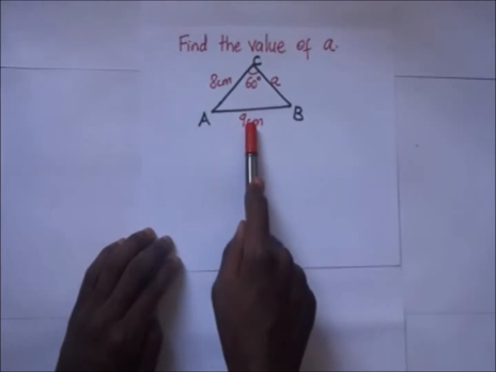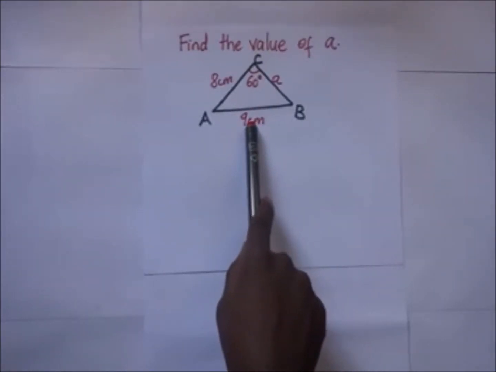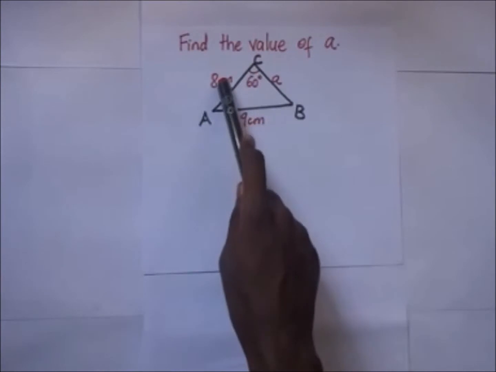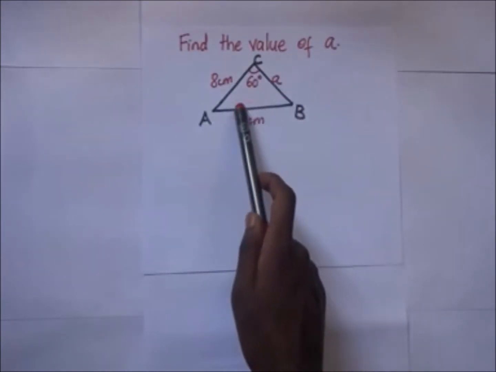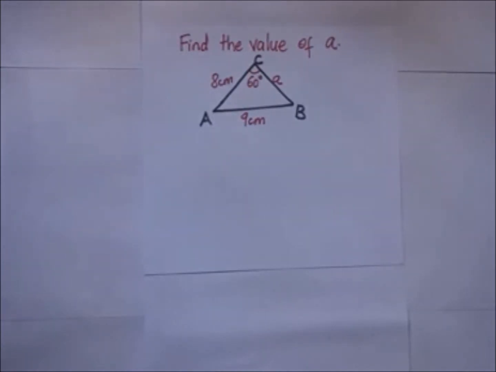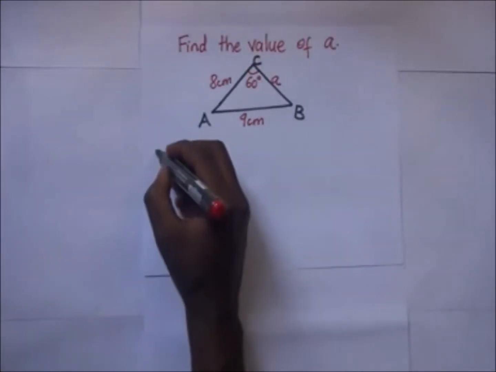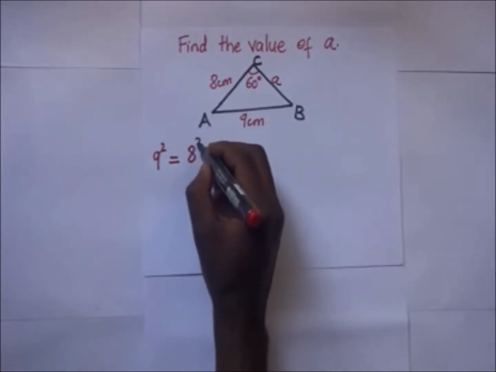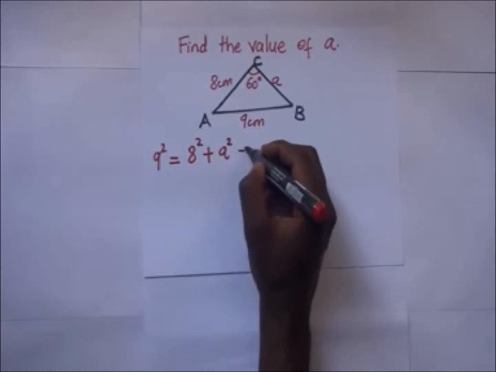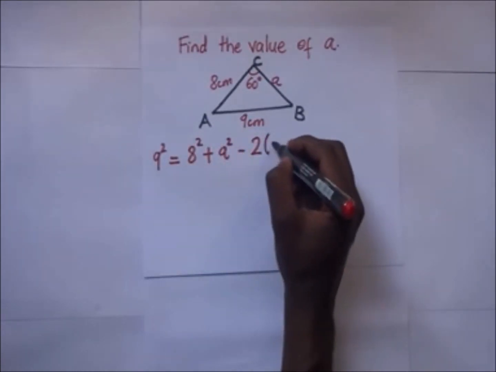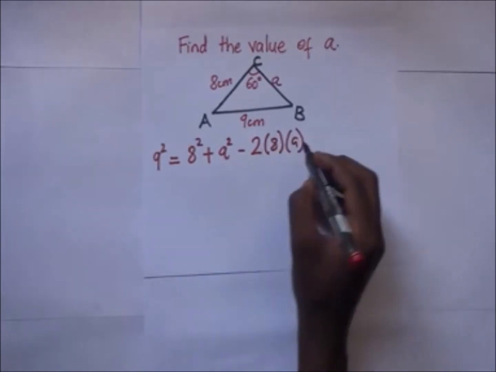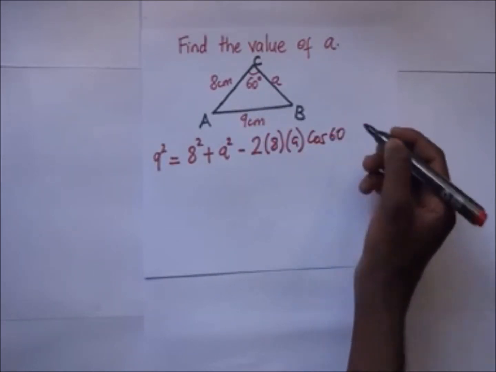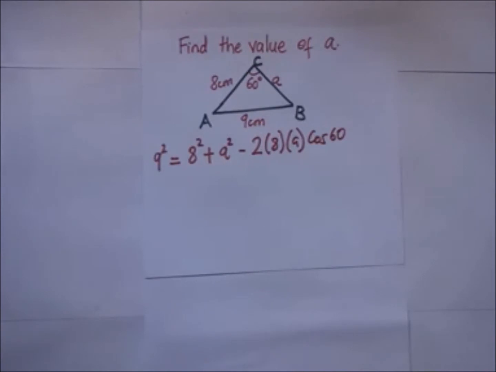So it's going to be 9 squared is equal to 8 squared plus a squared minus 2 times 8 times a times the cosine of the angle that is opposite 9, which is 60. So we begin our write-up: 9 squared is equal to 8 squared plus a squared minus 2 times 8 times a times the cosine of the angle opposite that line, which is 60. And the rest is just arithmetic. We calculate to find the value of a.